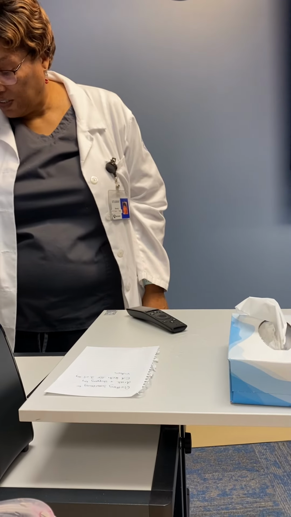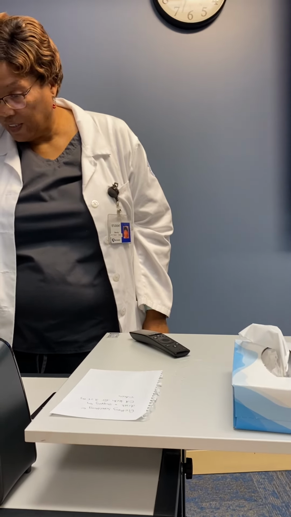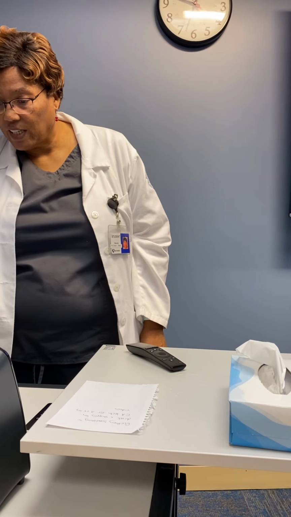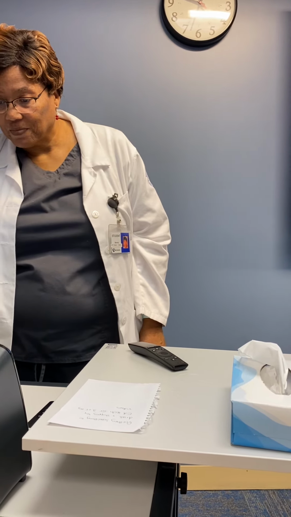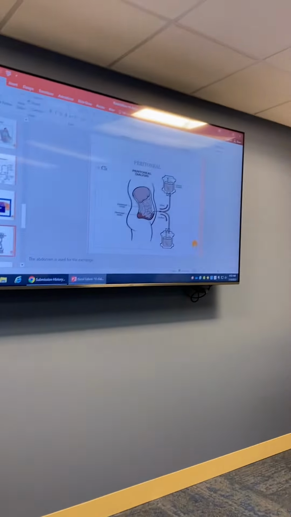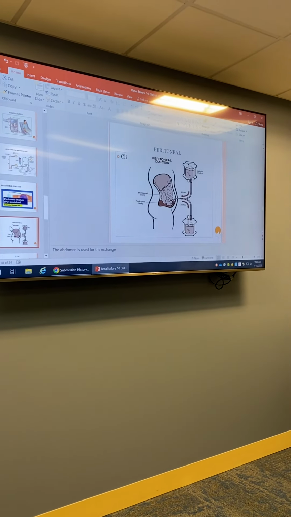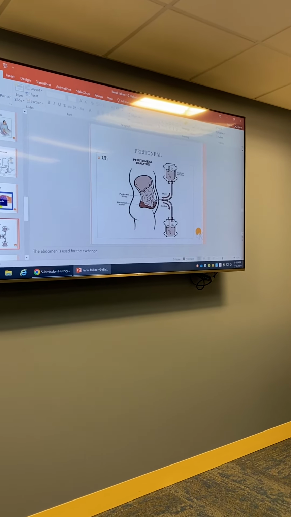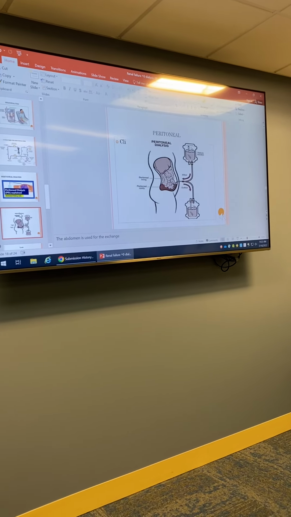Okay, so moving on. Here's another picture to give you a visual of peritoneal dialysis. It doesn't have any sound or anything.